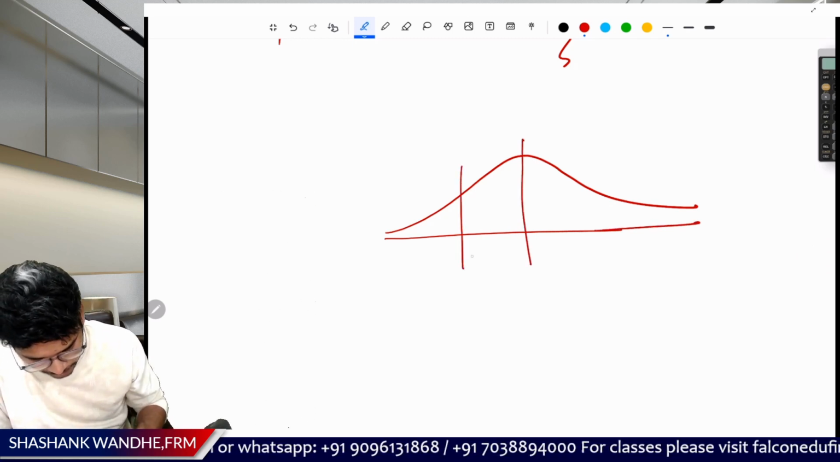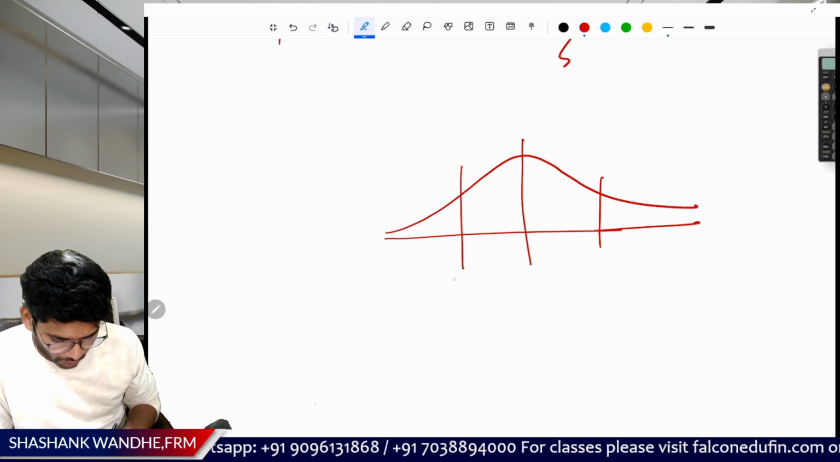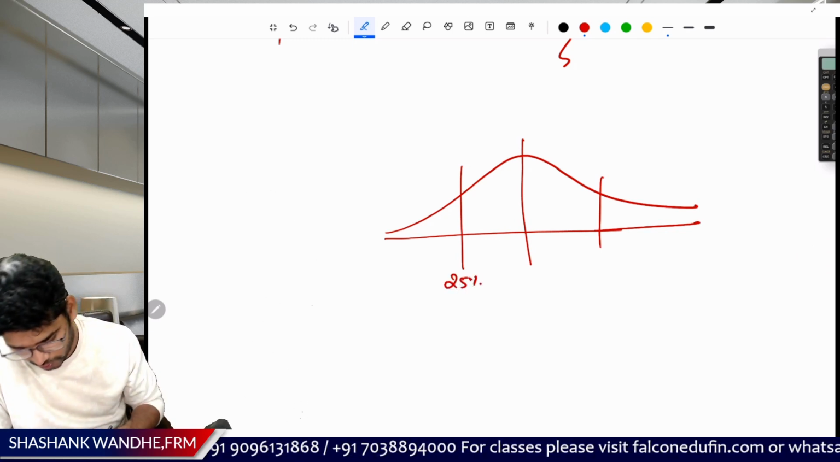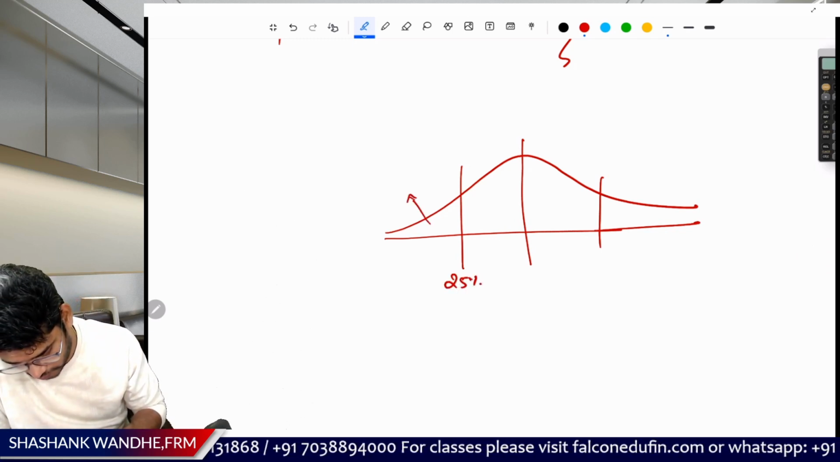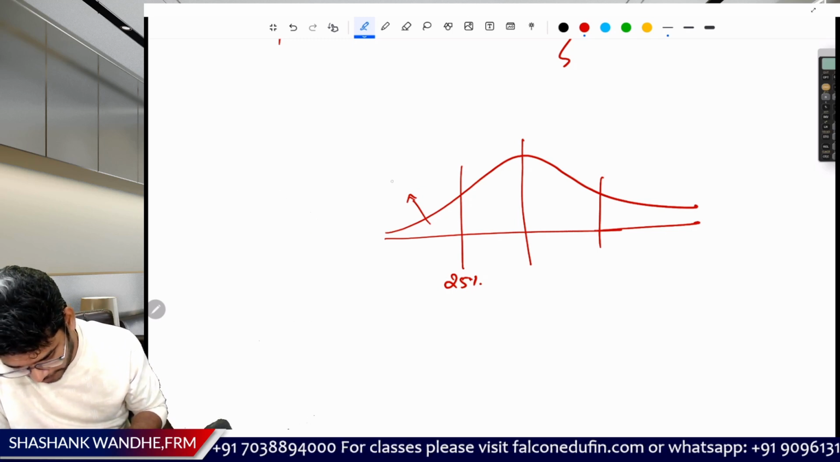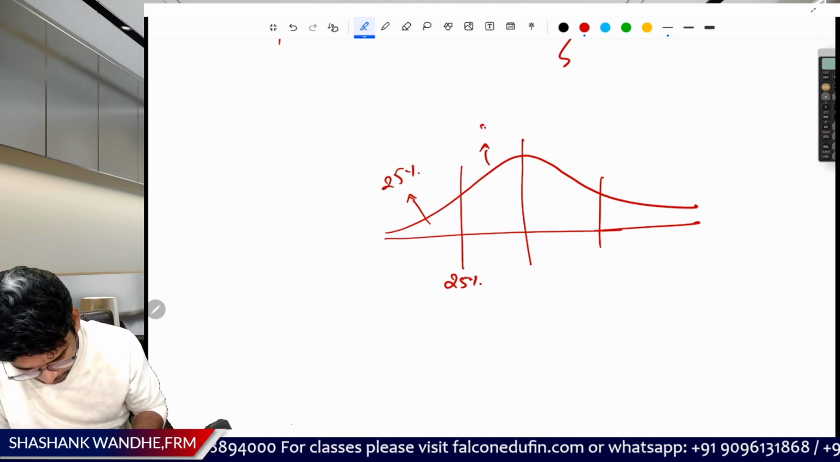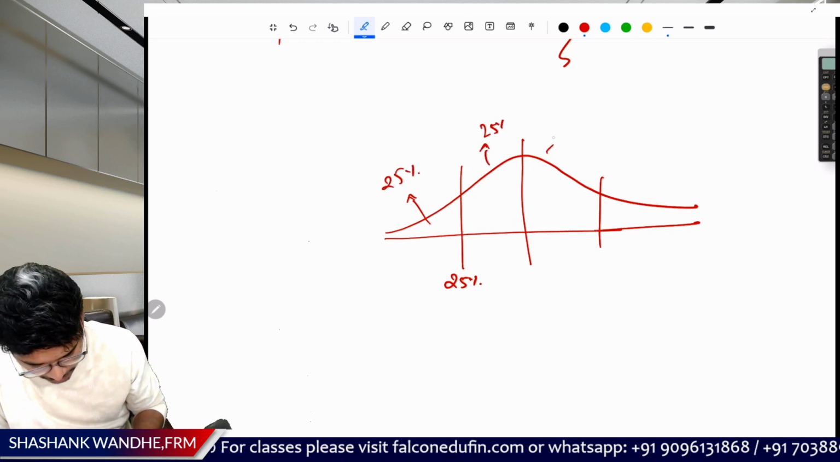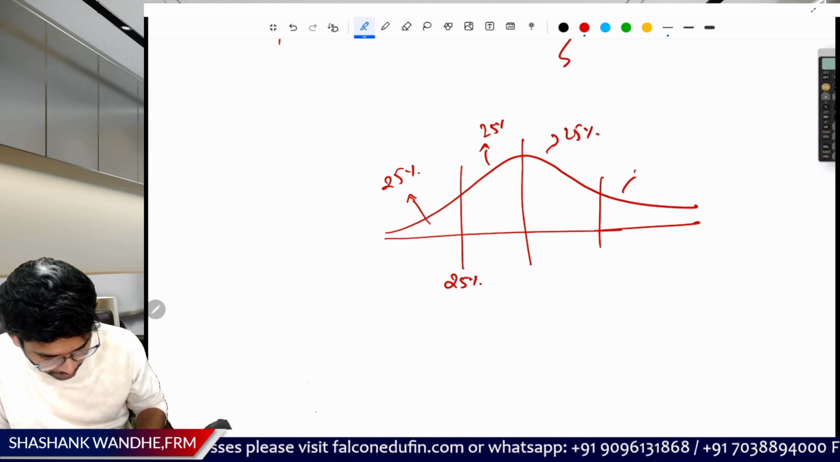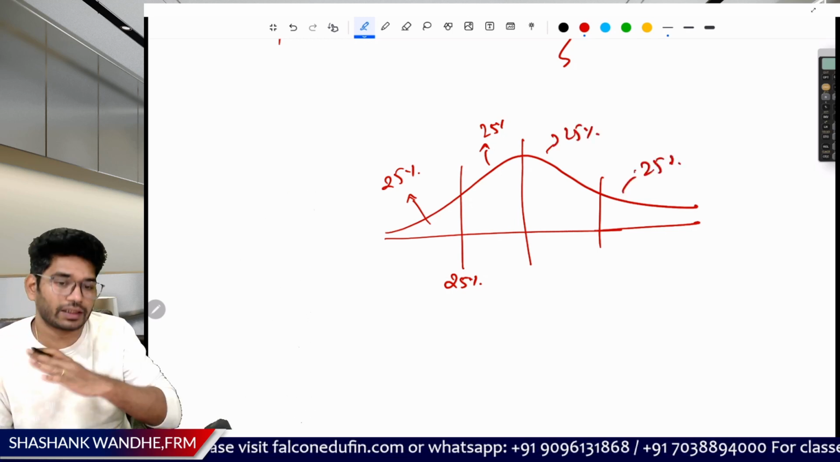First cutoff point, second cutoff point, third cutoff point. In quartile, this is at 25%. So here we have 25% data, here we have 25% data, again 25% data, and again 25% data. And this is how you get the 100% data.